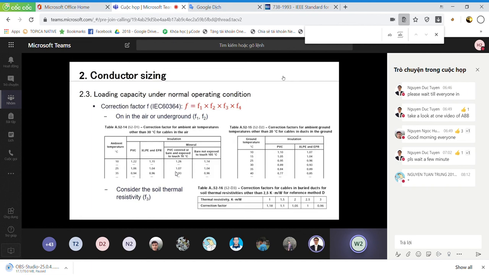F1 and F2 are the correction factors for air or ground. These two tables show the correction factor for the ambient air temperature, and the second table shows the correction factor for ambient ground temperature. So the first table shows F1 and the second table shows F2. And F3 is the soil thermal resistivity. There is also a table showing the correction factor for cables buried in ducts for the soil thermal resistivity.